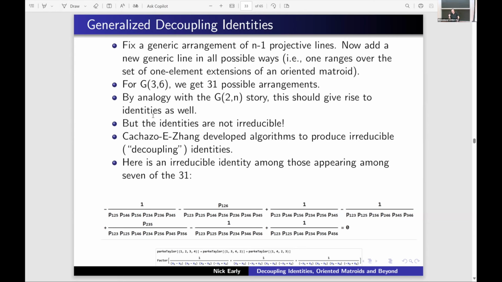But we developed algorithms to get the irreducible decoupling identities, and here is one of them. There's a decoupling identity with 7 terms, 8 terms, and maybe 15 terms. It depends. And this is supposed to be analogous to the decoupling identity among the Parke-Taylor factors shown at the bottom.